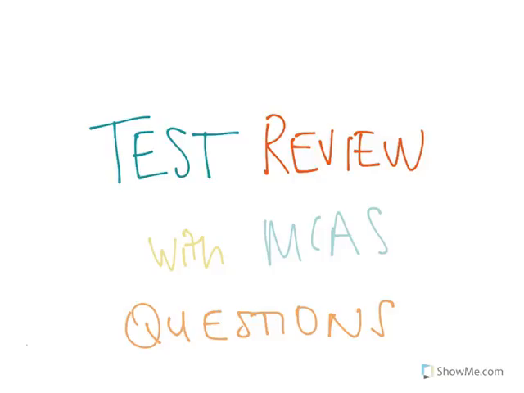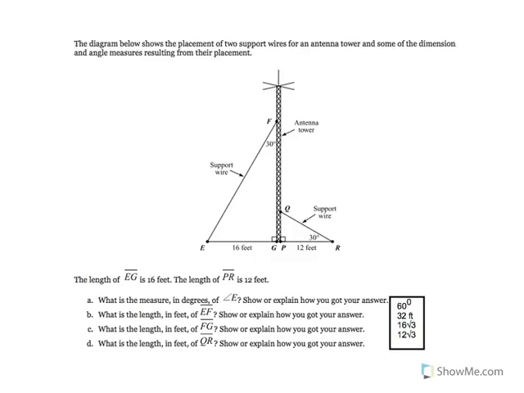Today we looked at MCAS questions that also have to do with using Pythagorean theorem, special triangles, and trigonometric ratios to solve triangles. So the first question that we did in class today was this one here. It says, the diagram below shows the placement of two support wires for an antenna tower and some of the dimensions and angle measures resulting from their placement.